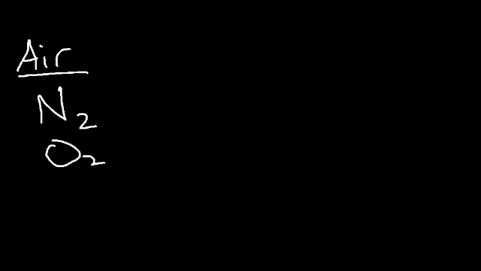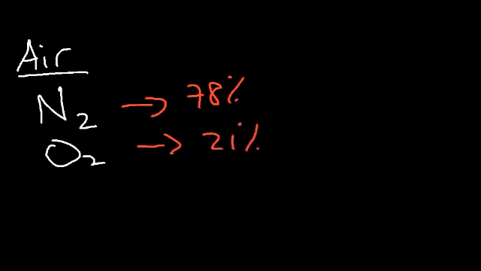Now what about air? Is air a homogeneous mixture or a heterogeneous mixture? Air is a mixture of gases. Air contains mostly nitrogen and oxygen gas. About 78% of it is nitrogen and 21% is oxygen. The remainder are gases like argon, CO2, water vapor, and some other stuff.